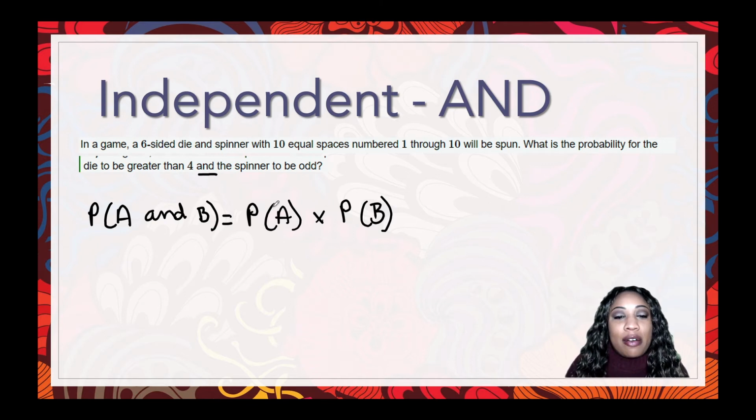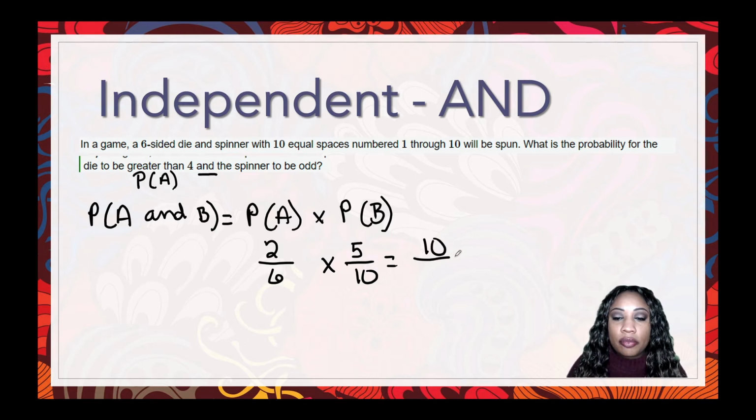Anyway, the probability of A is that it is going to be greater than 4. So that's going to be 5 and 6. So I have 2 out of a total of 6 possibilities. And then times the spinner to be odd. So I have 5 odd numbers out of 10 total. So 2 times 5 is 10. 6 times 10 is 60. And we always want to simplify. So that's going to simplify to 1 over 6.